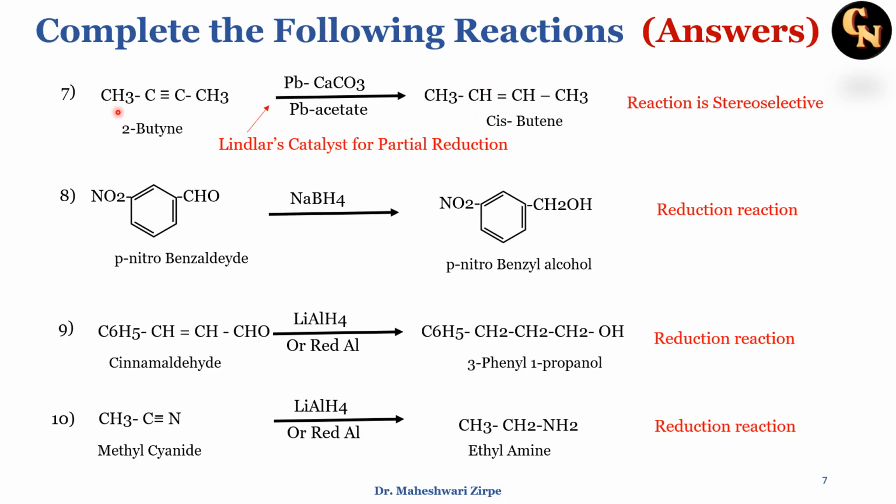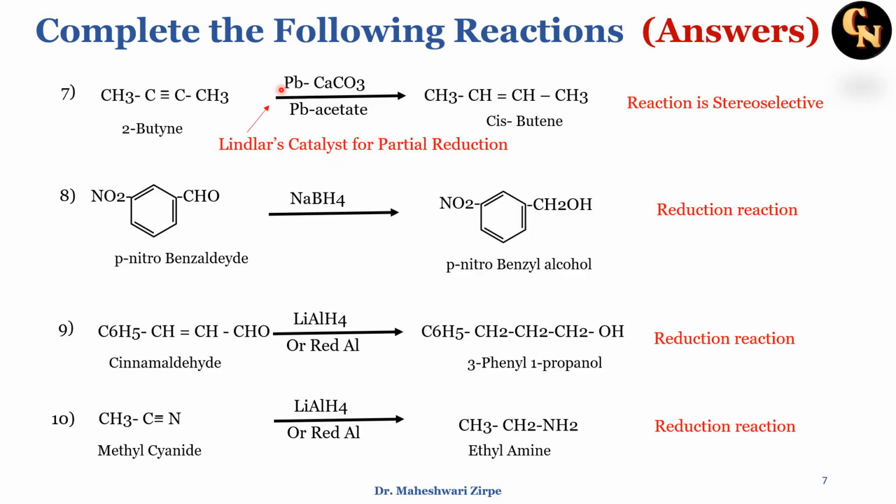So the seventh one, it is 2-butyne, that is, there is a triple bond, so obviously the reduction will take place at the triple bond, but we have to find out whether the triple bond is going to reduce to a single bond, or whether it is going to reduce partially. So if you see the reagent, that is palladium and calcium carbonate in the presence of lead acetate, which, just now I told you, is called what? Lindlar's catalyst for partial reduction.